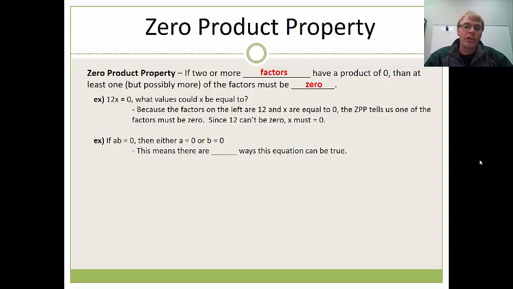Another example down below there, as you can see, where both of our factors are variables. If we have a times b is equal to 0, well, what the zero product property tells us is either a has to be 0 or b has to be 0. It's impossible for neither of them to be. And since a could be 0 for this equation to be true, and b could be 0 for this equation to be true, what that means is we have two different ways this equation can be true.